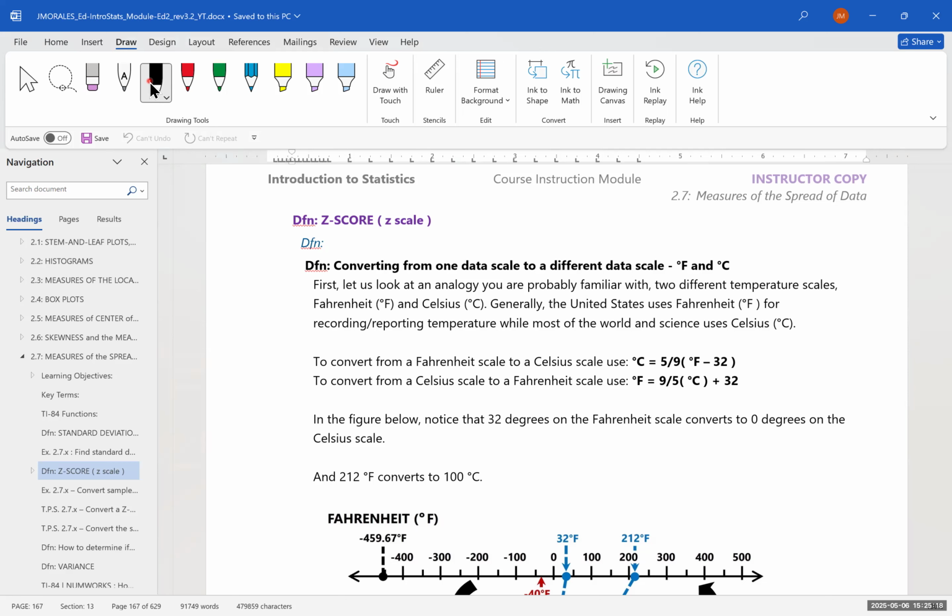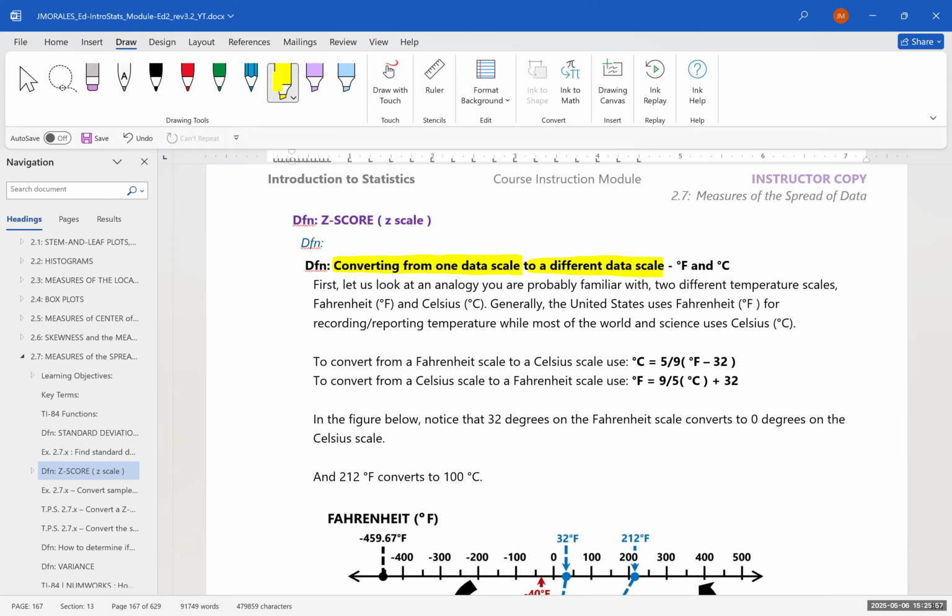A z-score is a value on a z-scale. So to understand what a z-scale is, I want to connect it with some things that you may have already seen, in order to help you better understand what a z-scale is and what a z-score can represent, and also to help you feel a little more comfortable in approaching it and working with it. So let's look at the definition of converting from one data scale to a different data scale.